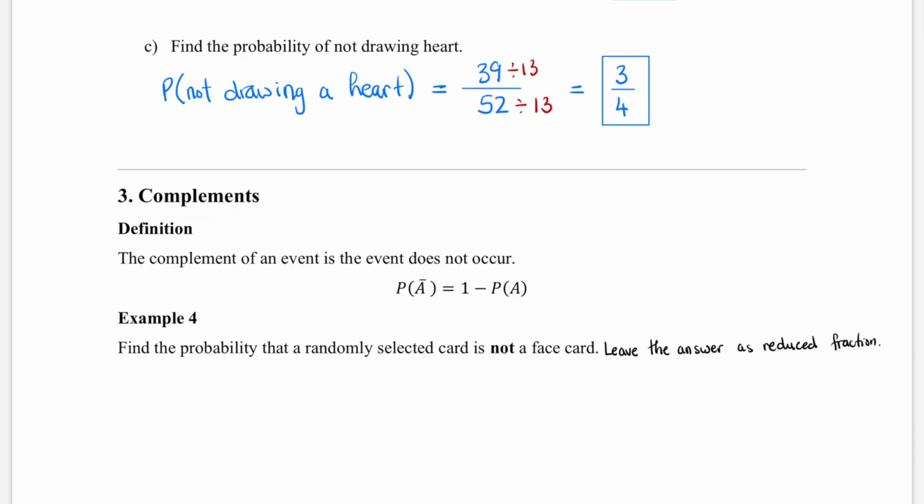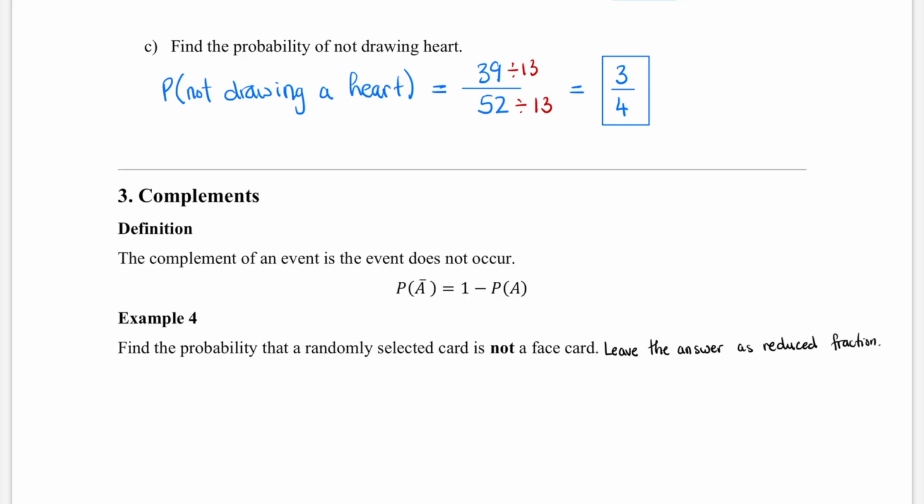Now, let's move on to the next idea, complements. The complement of an event is the event not happening. So if the event is drawing a heart, the complement is not drawing a heart. If the event is rolling an even number, the complement is not rolling an even number. If the event is drawing a face card, then the complement is not drawing a face card.